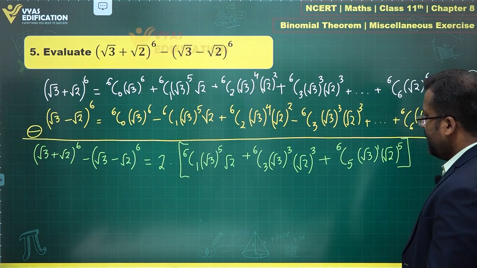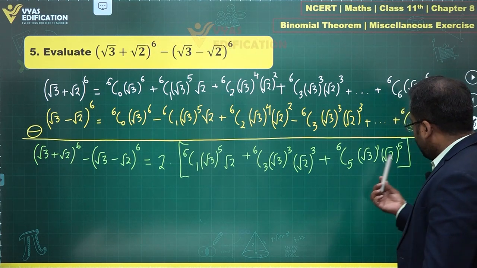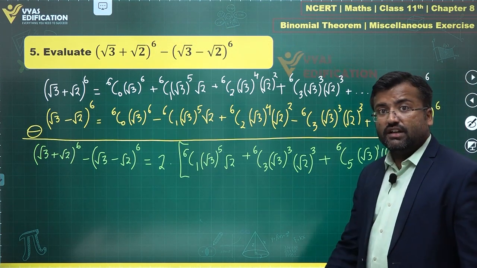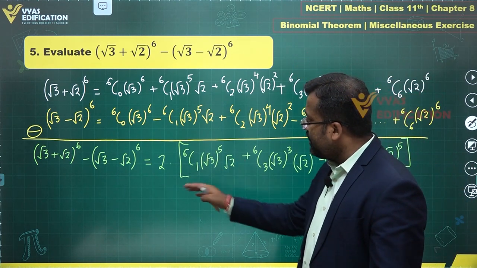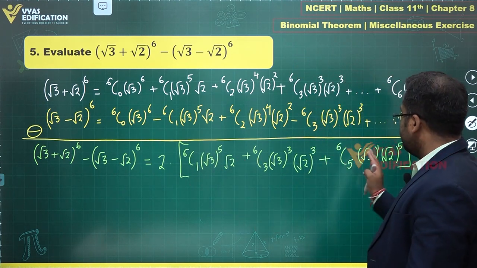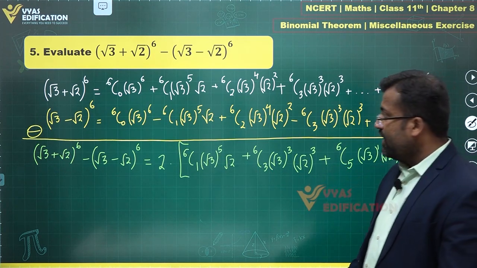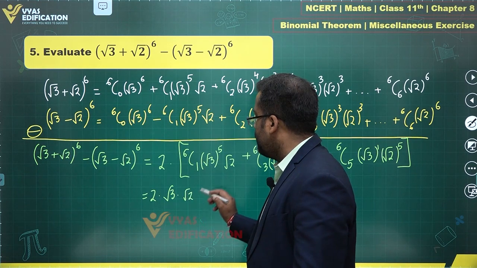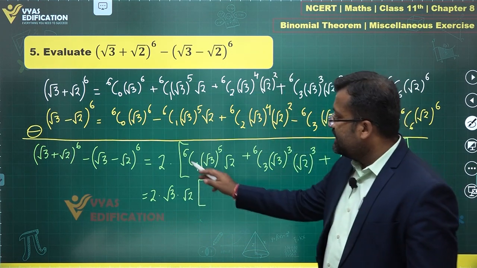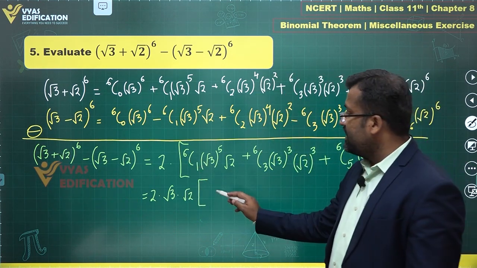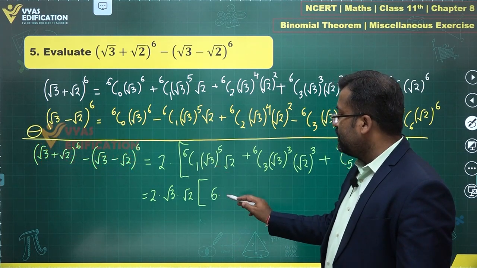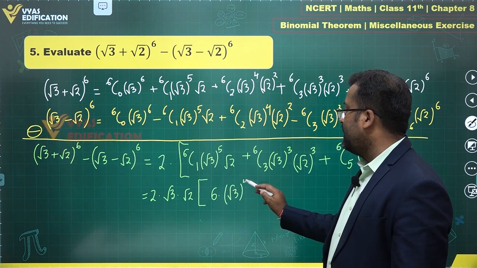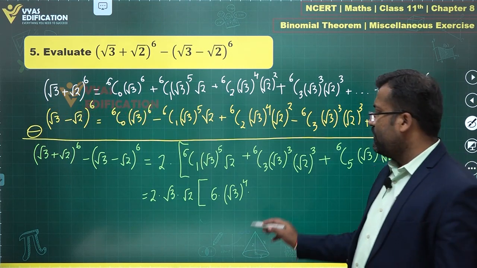Let's do that. These are all odd powers, you may observe, right? So let's take out a root 3 common and a root 2 common from all 3 terms. So you get 2 times root 3 times root 2, and in the bracket what do I get? Let's observe 6c1. 6c1 is simply 6. You'll have root 3 power 4 over here and root 2 power 0, which is 1 only.